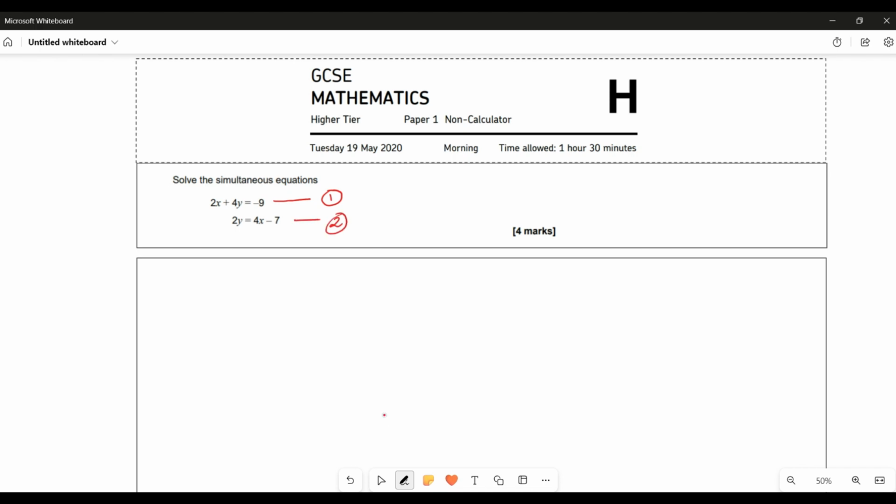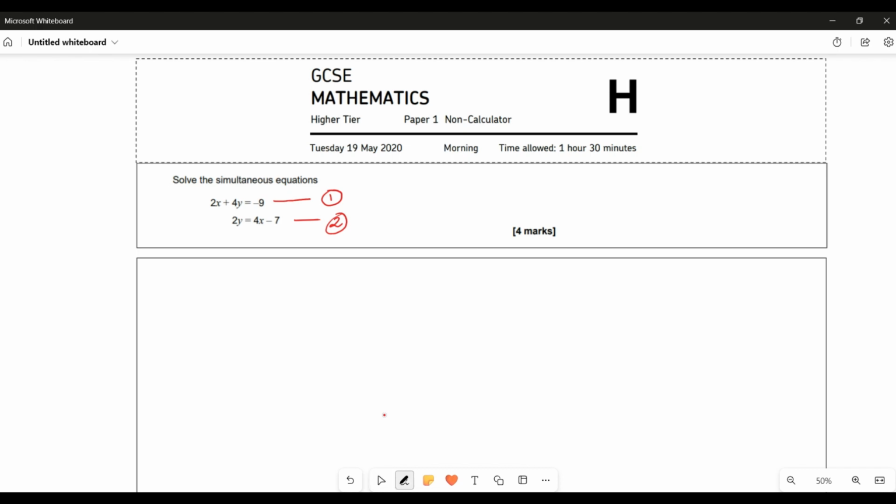Our first step will be to make y the subject from equation 2. Why have I chosen equation 2? You can choose equation 1 as well, it's your wish. I have chosen equation 2 because making y the subject is pretty easy. I will show you why.